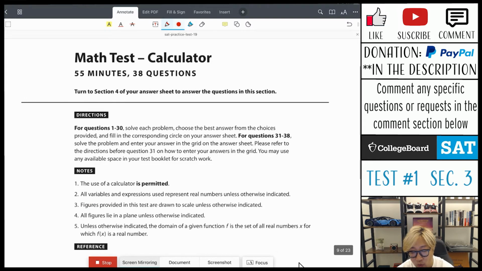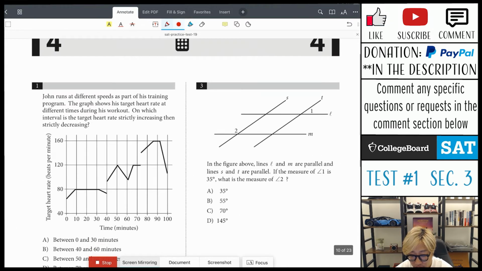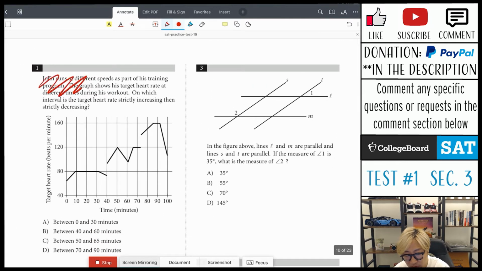All right, section 4. Here we go. Number 1. John runs blah, blah, blah. Man, I don't want to read all this. I see the graph. I'm not stupid. I know how to read the graph.